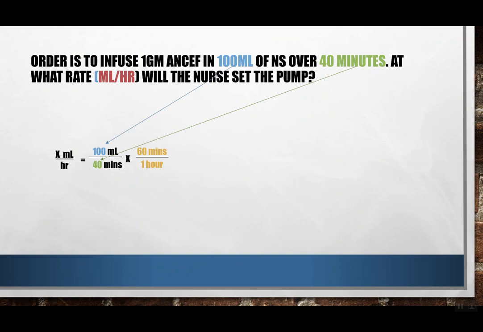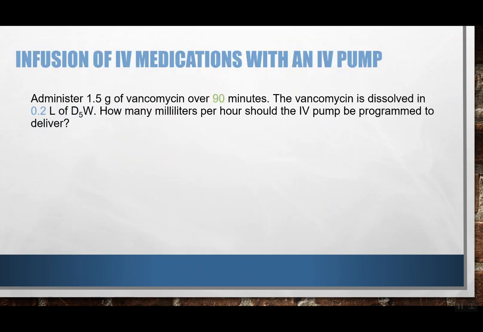I use those 60 minutes per hour, which allows us to cancel our minutes. This is dimensional analysis. By canceling those minutes out, we have mils on top and hours on the bottom. If that's exactly what you need, that's what it is. At that point, you can go ahead and multiply across and divide. That gives us 6,000 on top and 40 on the bottom, which is 150 mils per hour. Happy little red cloud. Let's do one more.